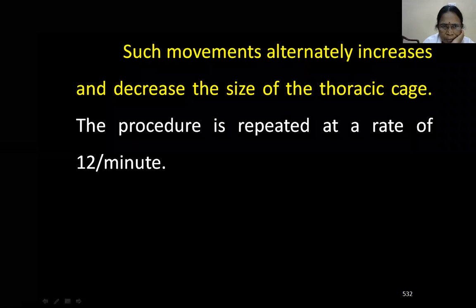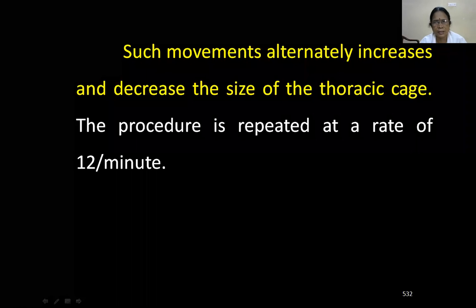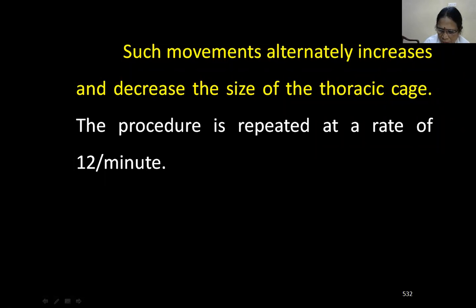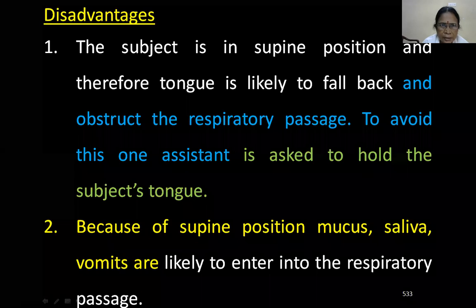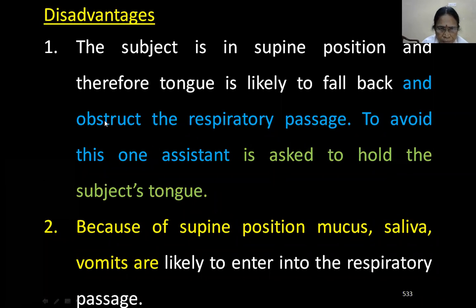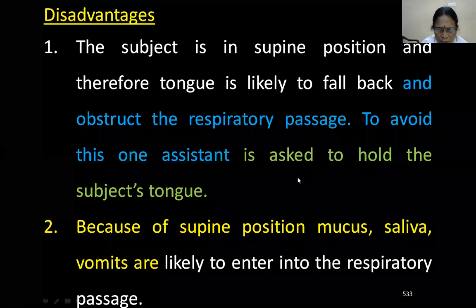In such moments, they alternately increase and decrease the size of the thoracic cage, and this procedure is repeated at a rate of 12 per minute. Disadvantage: the patient is in a supine position, and therefore the tongue is likely to fall back and obstruct the passages.